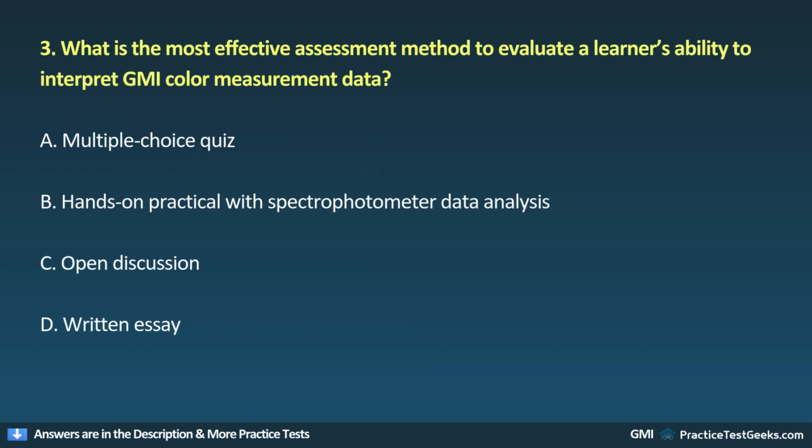3. What is the most effective assessment method to evaluate a learner's ability to interpret GMI color measurement data? A. Multiple choice quiz. B. Hands-on practical with spectrophotometer data analysis. C. Open discussion. D. Written essay.